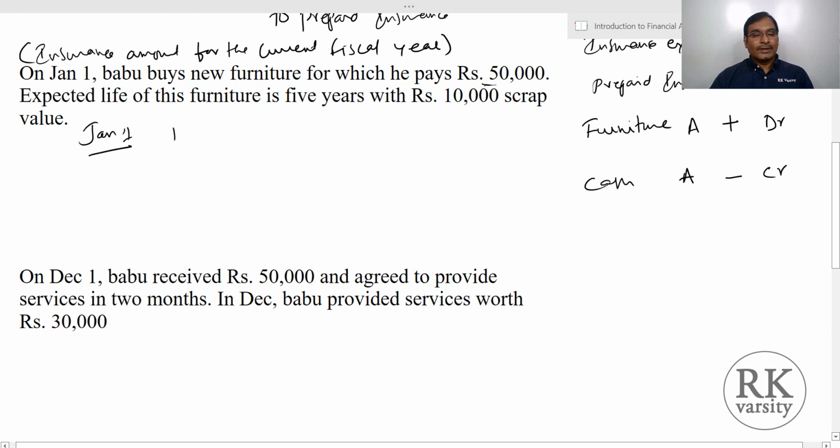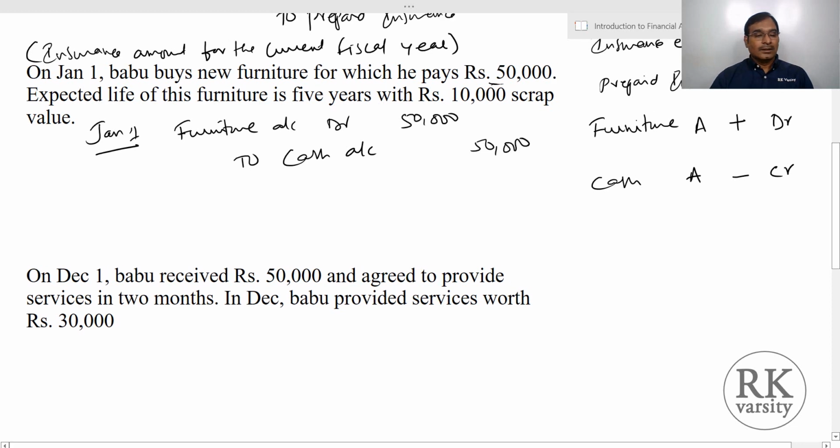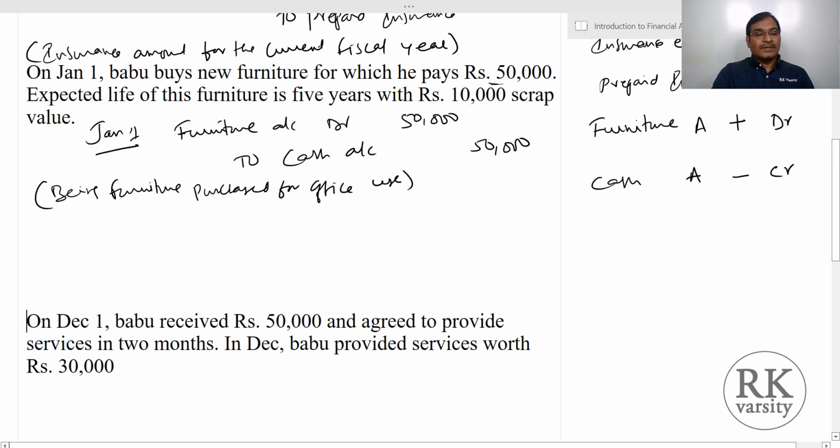So we'll write the transaction as furniture account debtor to cash account, and the amount is 50,000. And your narration will be: being furniture purchased for office use. Now this is on January 1st.